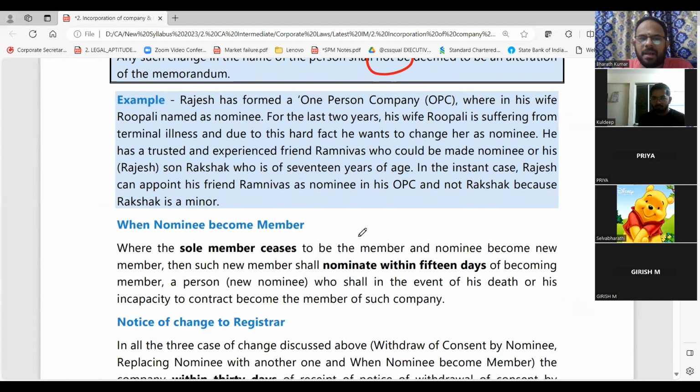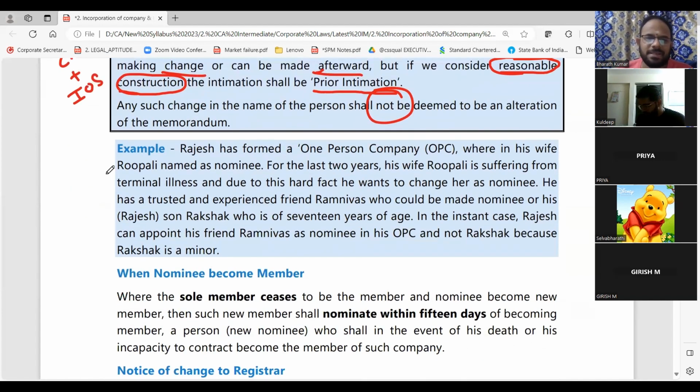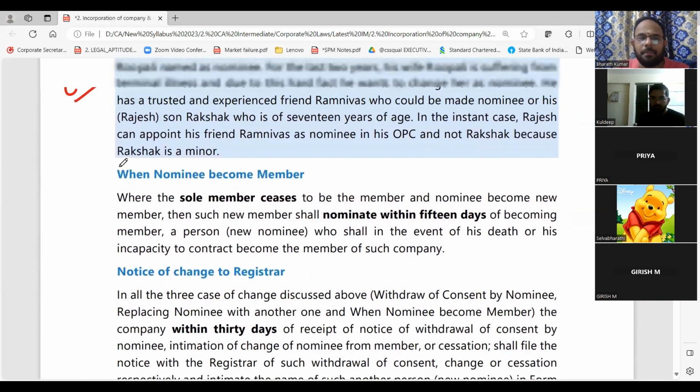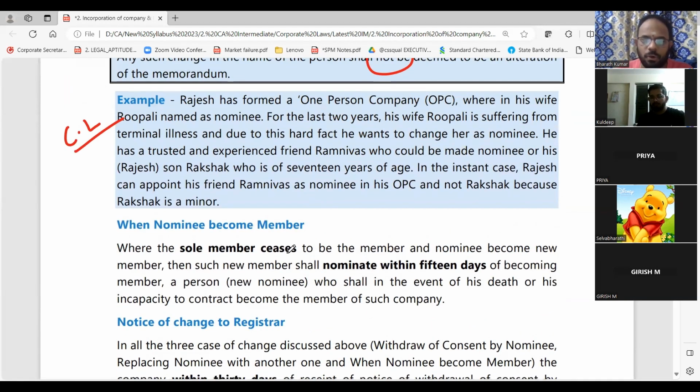When the nominee becomes a member, this is a case. I am not reading all this. It is just a case which you can also cover in your material. If people are watching the video class, you can stop and see it. It will be nothing. When the nominee becomes a member, the sole member ceases to be a member and the nominee becomes a new member. He will nominate within 15 days.